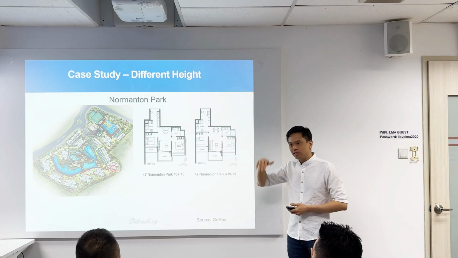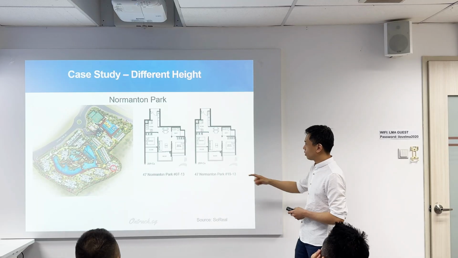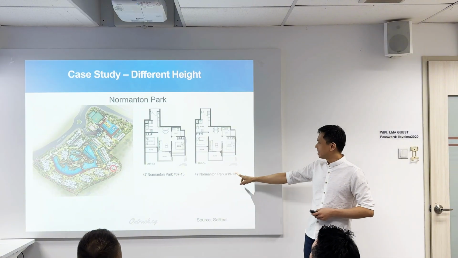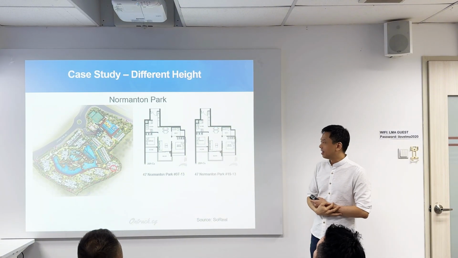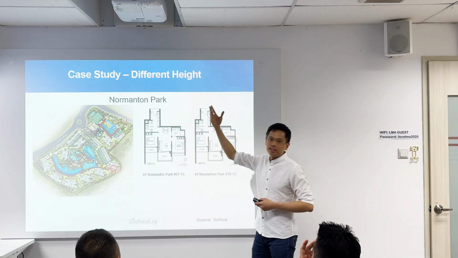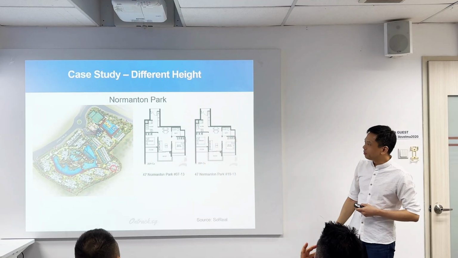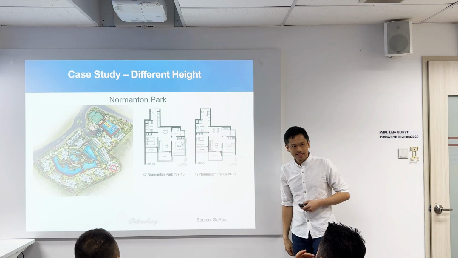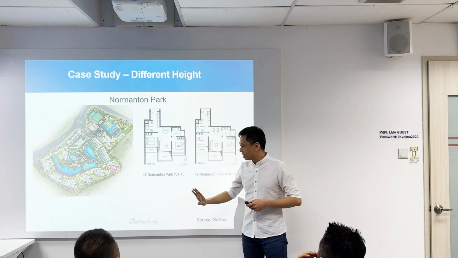Okay, now we look at a different level. Take the same unit, 713, so now you rent already. The next one is 1913. So same layout, right? Same view, basically. One's higher, one is lower. Maybe one can see the park a bit more, one can see a bit less. Okay, now let's do it again.